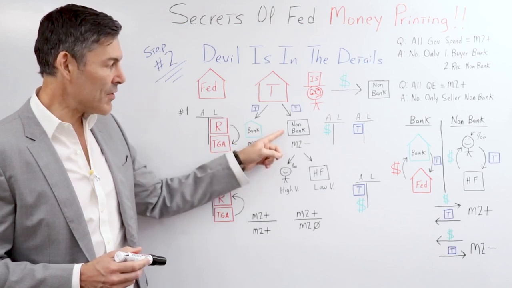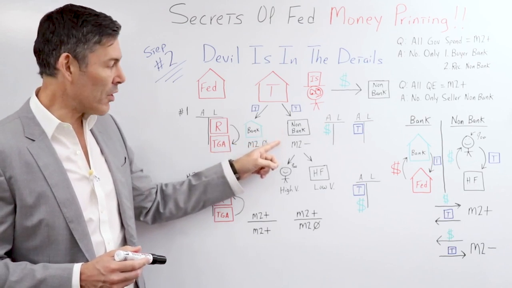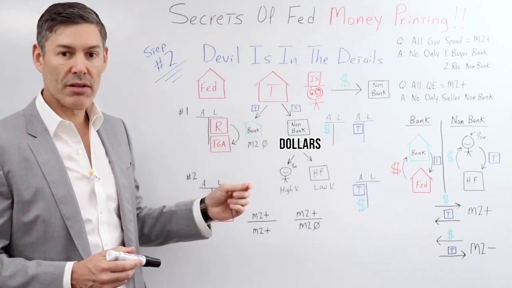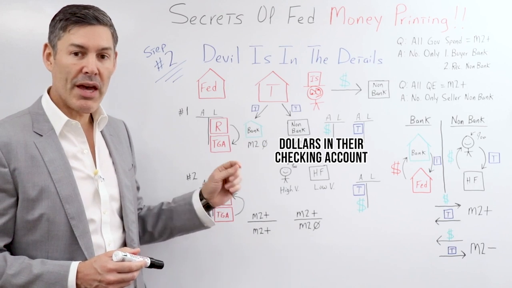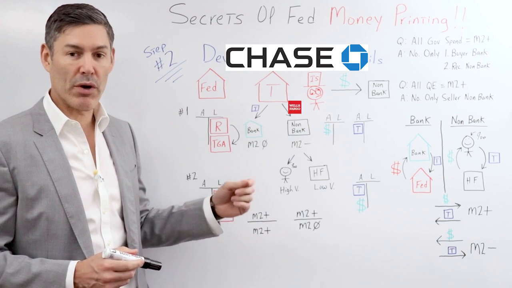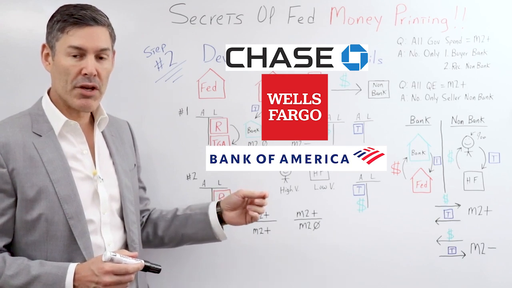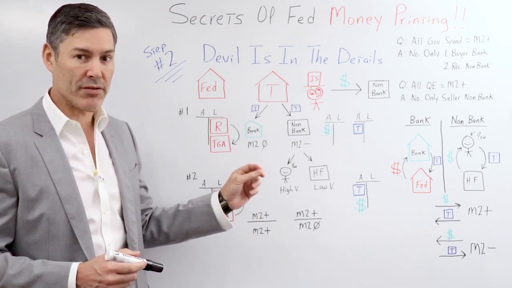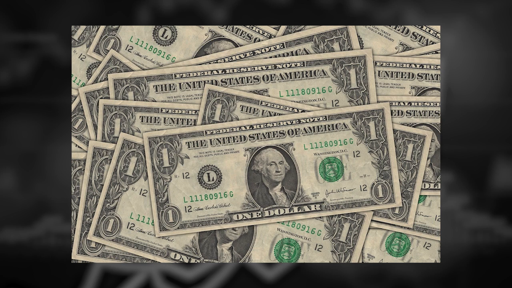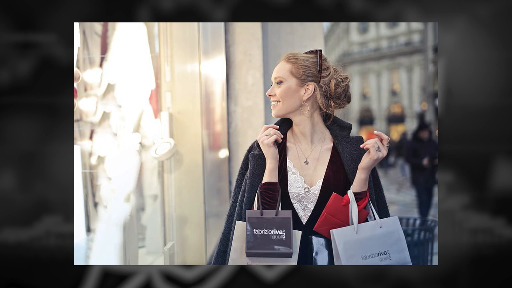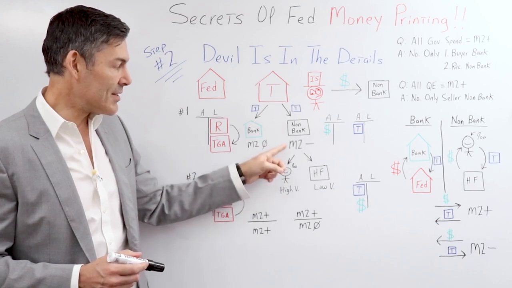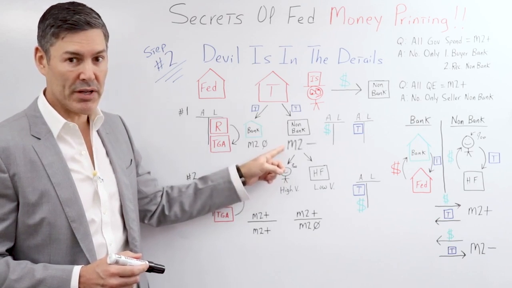Well, what happens if it's a non-bank? Well, what they're going to use to pay for those treasuries are dollars that are in their checking account. And these dollars are a liability of a commercial bank like Chase, Wells Fargo, or Bank of America. So you could say that those dollars that are being used to purchase treasuries are the dollars that are circulating in the real economy chasing goods and services. So if a non-bank buys from the Treasury, then this decreases M2 money supply.